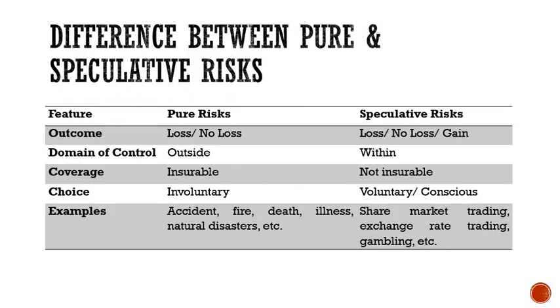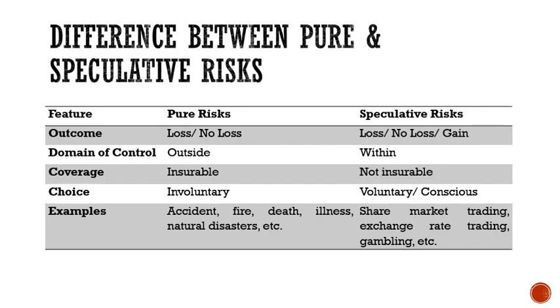So we can note the distinction between pure and speculative risk in the following manner. Outcome: in pure risk, there is loss or no loss, but in speculative risk, there is loss, no loss, or gain. The domain of control in pure risk is outside. That is, it is caused by factors that are not within the control of the person suffering loss. Whereas in speculative risks, it is within the control of the person. And pure risks are covered by insurance, speculative risks are not covered by insurance. In pure risk, the choice is involuntary, whereas in speculative risk, the choice is voluntary or conscious.